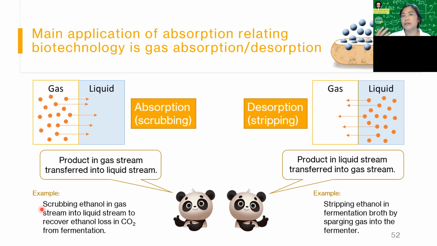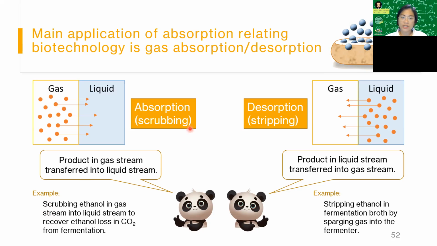So if the factory just lets the carbon dioxide out like that, and it's a big gas stream, it will take away a lot of ethanol out with the carbon dioxide as well. So what they do is they have to scrub the carbon dioxide gas, so it dissolves the ethanol out into water and then goes back to the process, to recover ethanol that is lost in the gas stream.